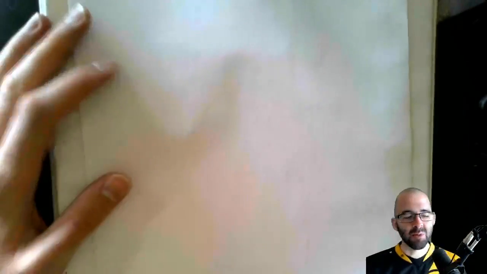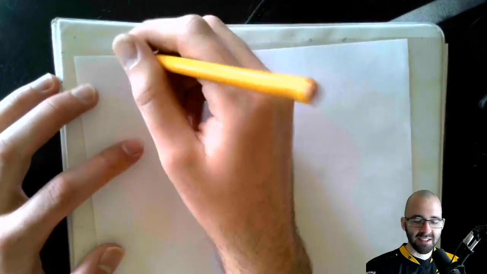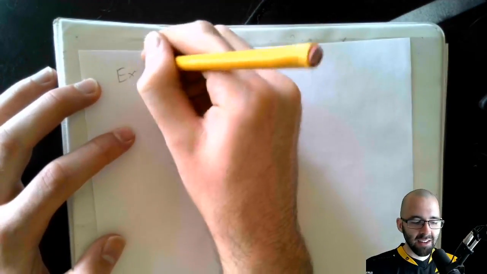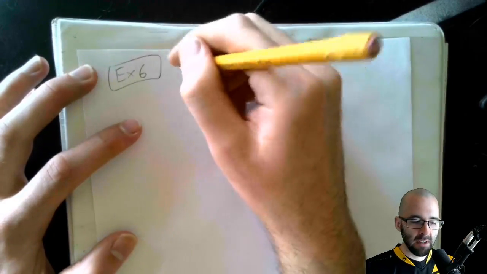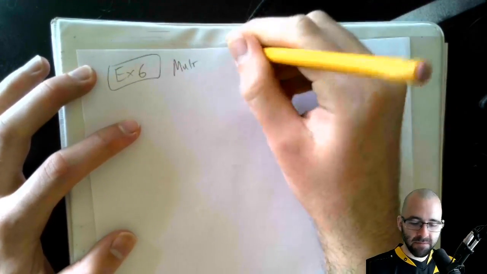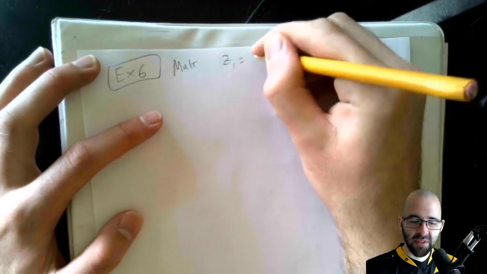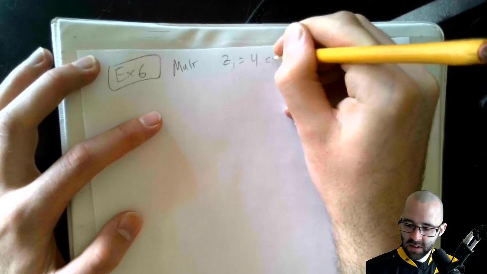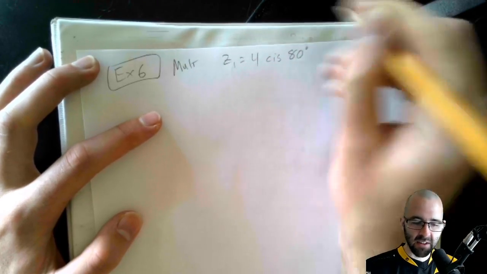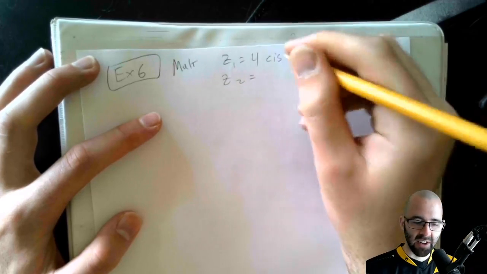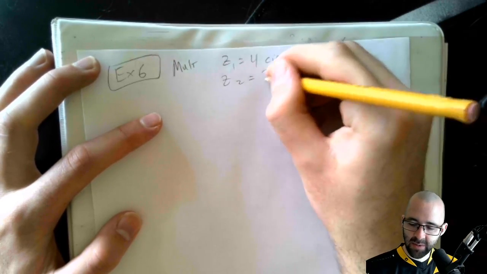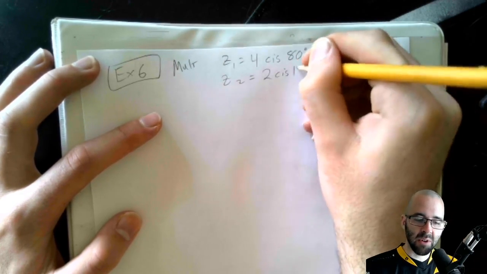But to actually use it, it's much easier. Watch this. I'm going to do this super fast. Example 6. Multiply. It's going to take longer to write this problem down than it's going to take to solve it. Z1 is 4 cis 80 degrees. I'll use this shorthand because I don't want to write it all down. Z2 is going to be 2 cis 145 degrees.